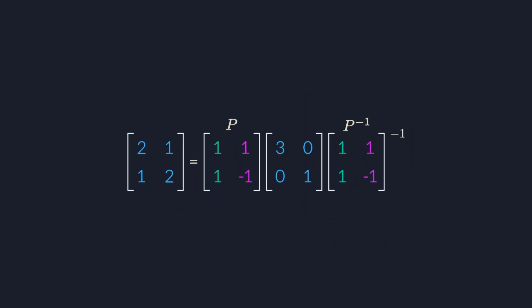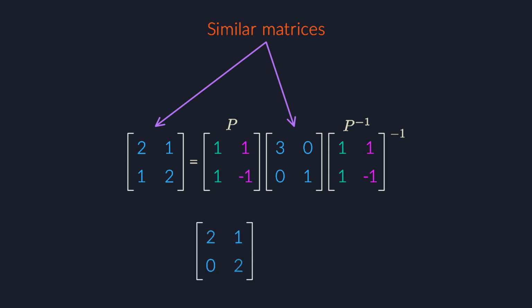When 2 matrices represent the same transformation but in a different basis, we say that the matrices are similar. So our original matrix is similar to the diagonal one. Similar matrices always have the same eigenvalues because they represent one and the same linear transformation. The converse is not true, however. For example, these 2 matrices have the same eigenvalues, but they are not similar.